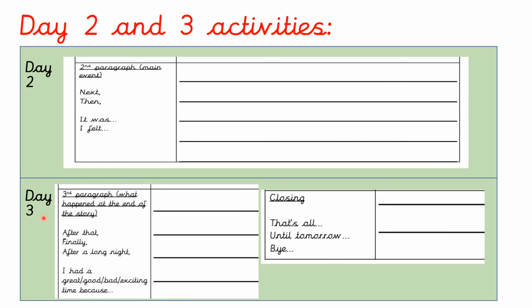On day 3, you will be writing the third paragraph for your diary entry, remembering that that is what happened at the end of the story for Tom. Make sure you include all the key features from your planning. And finally, also on day 3, you'll be writing your closing. And then that will complete your first draft of your diary entry.